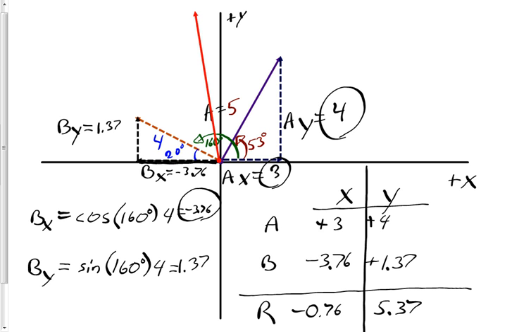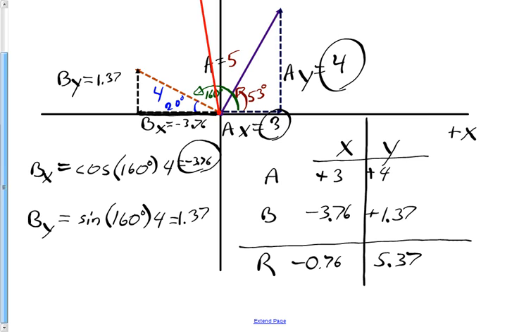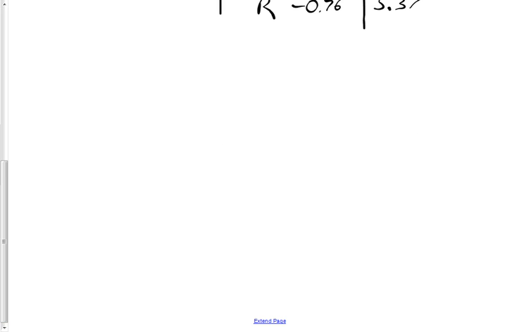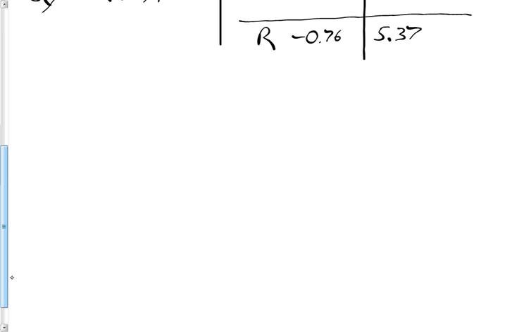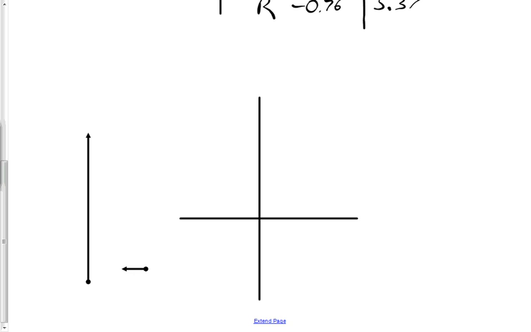Almost done. This is the part, though, that a lot of people have trouble with. I now need to make, essentially, a new triangle. So what the heck, let me just make a new coordinate plane, and I'm going to make a new vector. That new vector, it's going to have an x value.